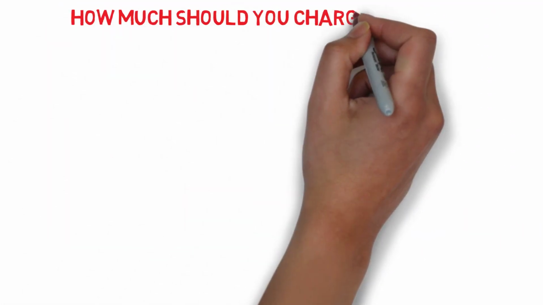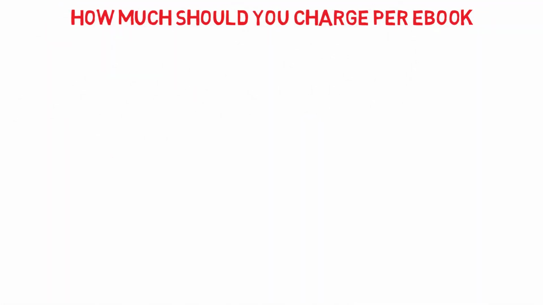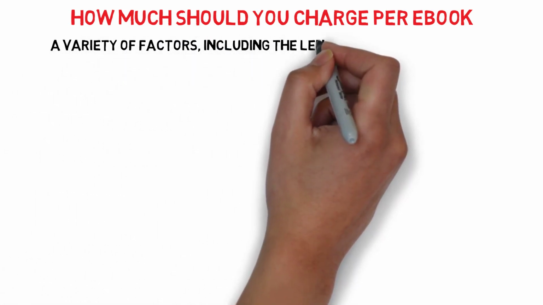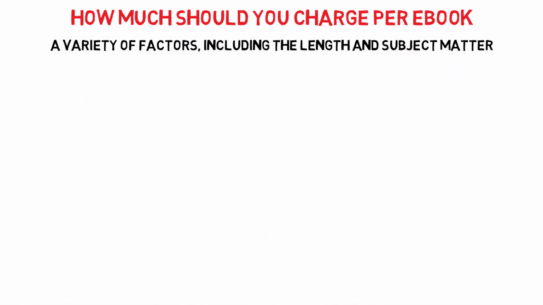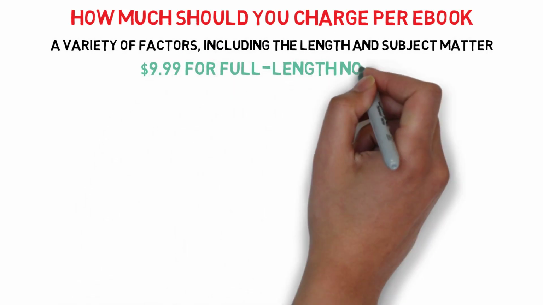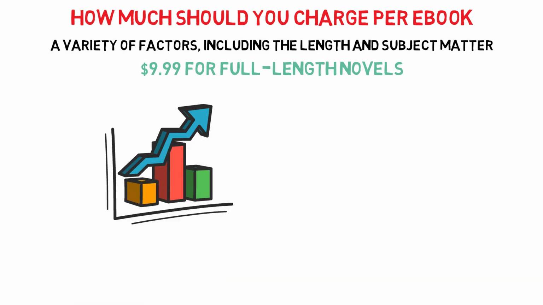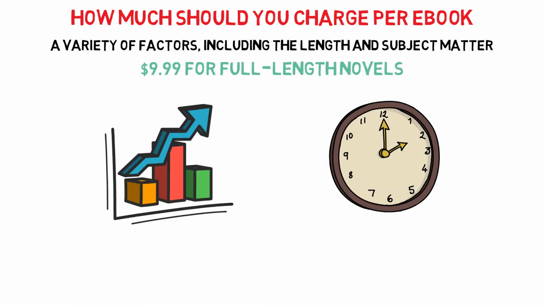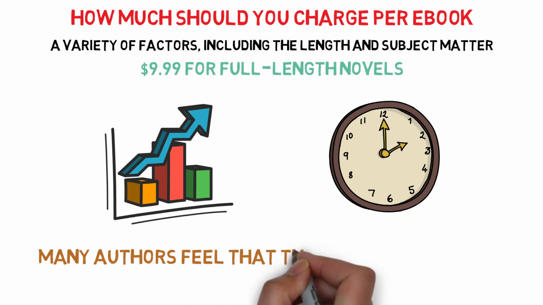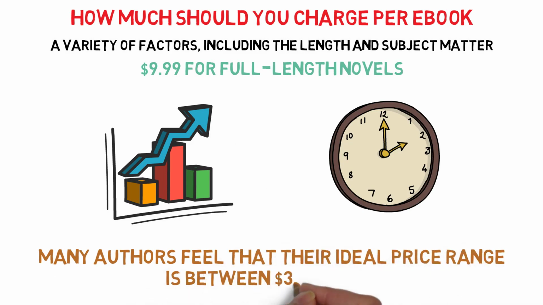At the end of the day, how much should you charge per ebook? The price of a fiction book depends on a variety of factors, including the length and subject matter. However, we recommend staying below $9.99 for full-length novels. To discover what gives you a better result, play with various pricing strategies over time. Many authors feel that their ideal price range is between $3.99 and $4.